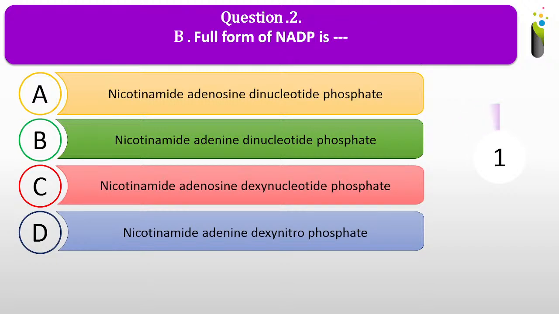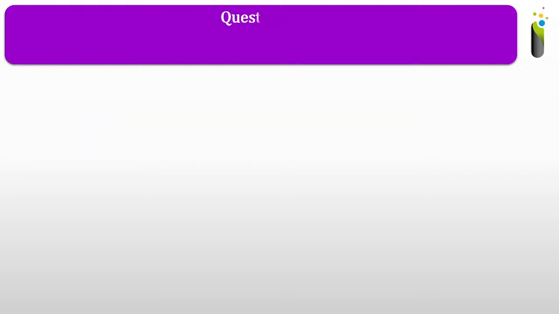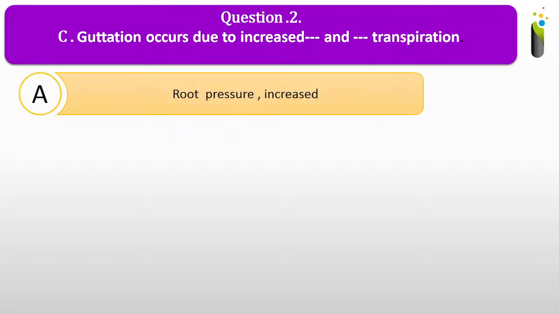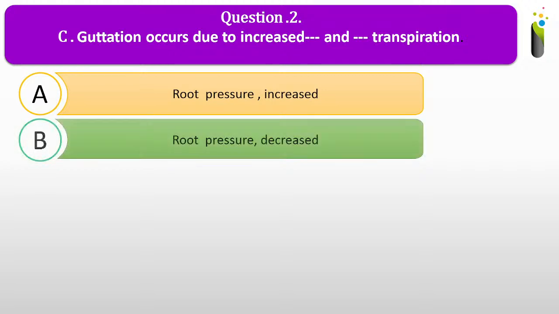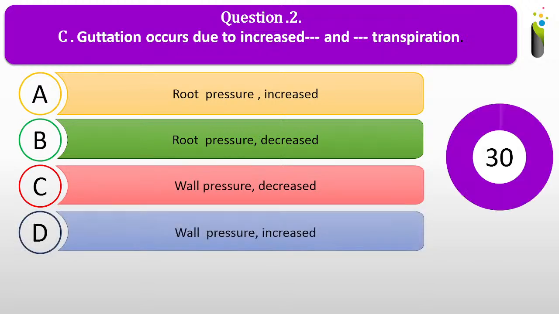So the correct answer for question 2B is B. Nicotinamide adenine dinucleotide phosphate. Please remember it's nicotinamide adenine dinucleotide phosphate. Coming to the next question, number 2C. Guttation occurs due to increased dash and dash transpiration. A. Root pressure increased. B. Root pressure decreased. C. Wall pressure decreased. C. Wall pressure increased.